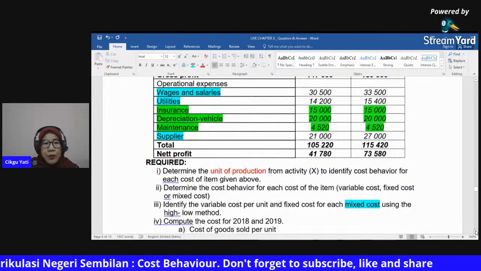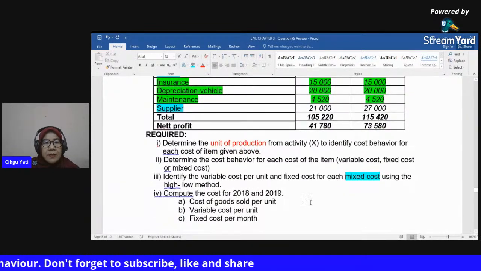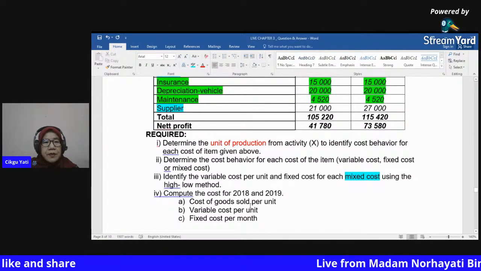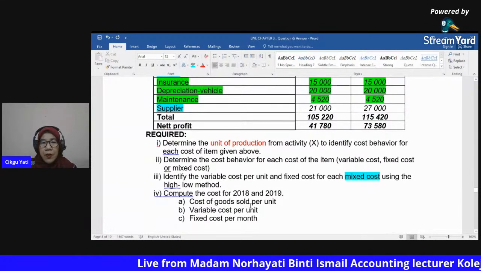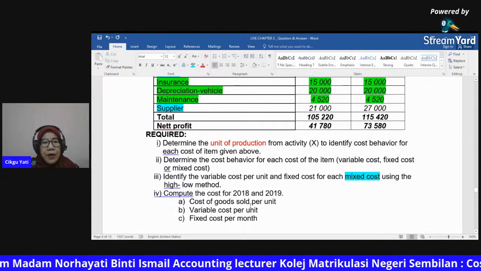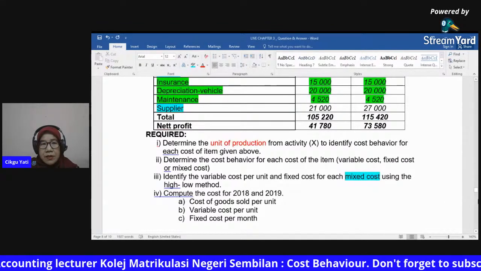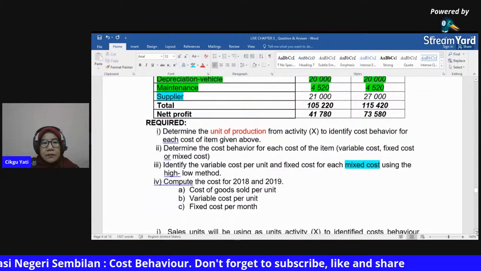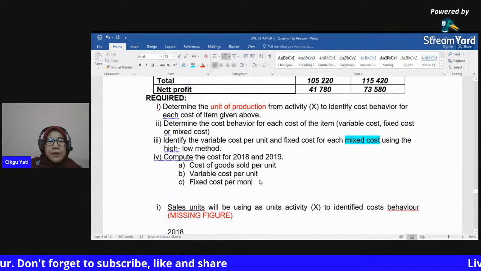And then you have to compute for 2018 and 2019 the cost per unit, cost of goods sold per unit, variable cost per unit. Okay, as you know, variable cost per unit remains constant for every month or every year, and fixed cost is also constant. Now, this one is confirmed as fixed cost only.